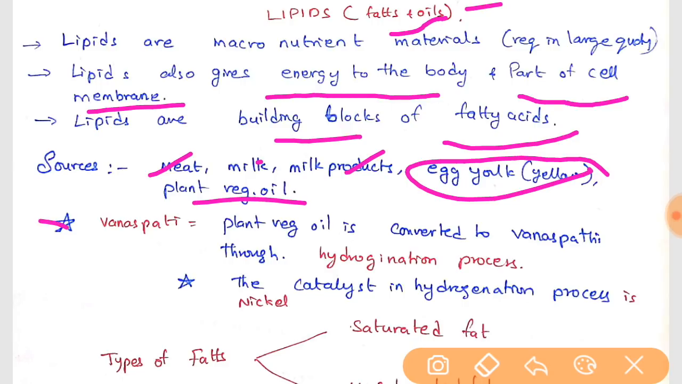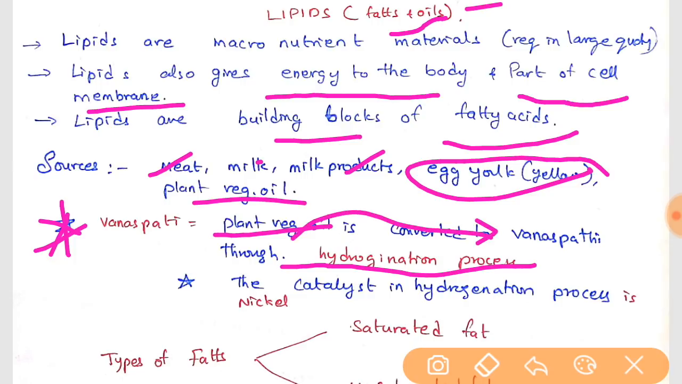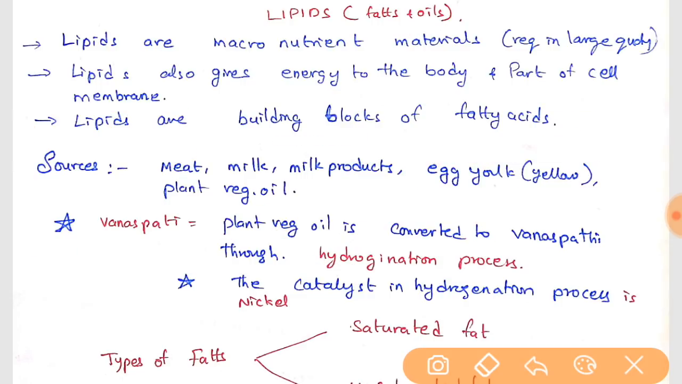And one important point which we have to remember is vanaspati. How do we manufacture vanaspati? By converting plant vegetable oil with the help of the hydrogenation process. Plant vegetable oil is converted to vanaspati, friends. The catalyst used in the hydrogenation process is nickel. So nickel is used as the catalyst in the preparation of vanaspati.